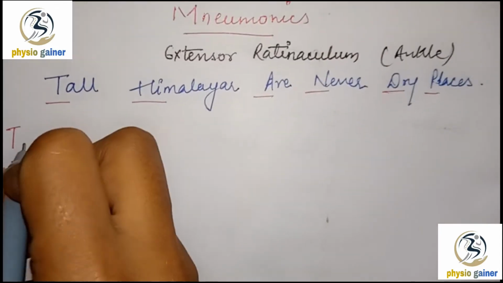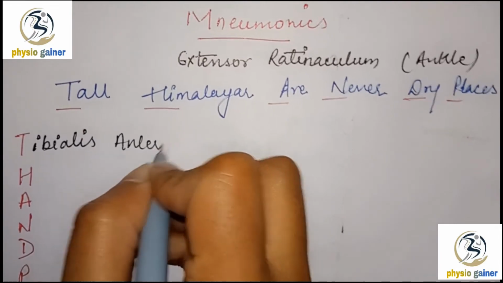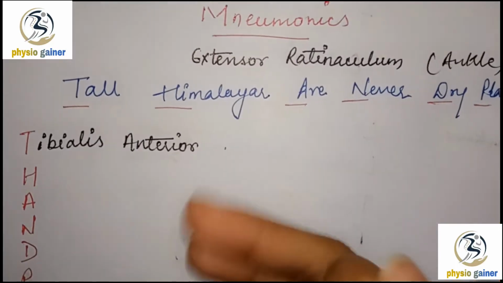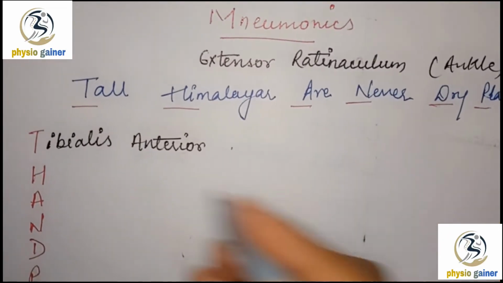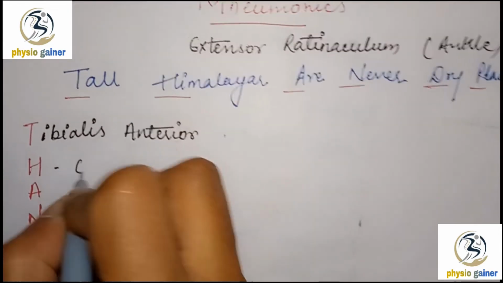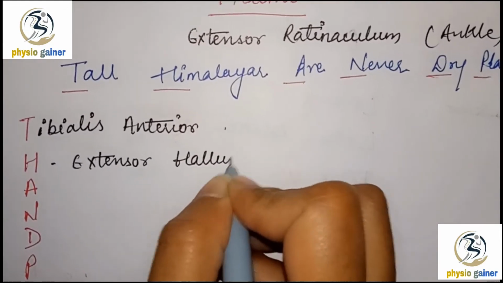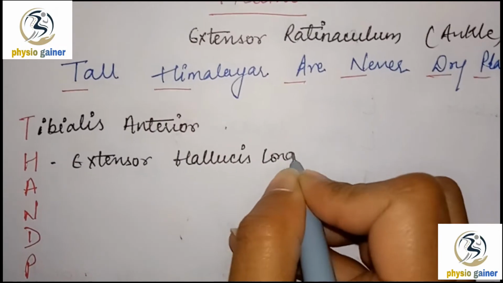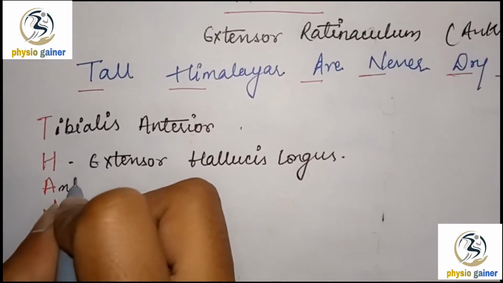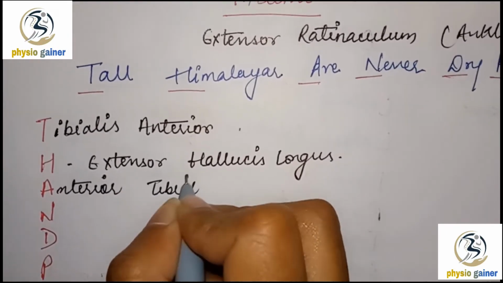So what is the enumeration of it all? T stands for tibialis anterior. These are the contents which are present in the extensor retinaculum, the structures that pass through it. The first is the tibialis anterior. H stands for extensor hallucis longus. Extensor hallucis longus. A stands for anterior tibial artery.